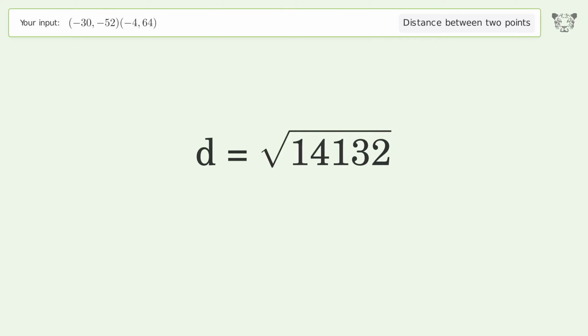And so the distance between the 2 points is the square root of 14,132, or 118.878.